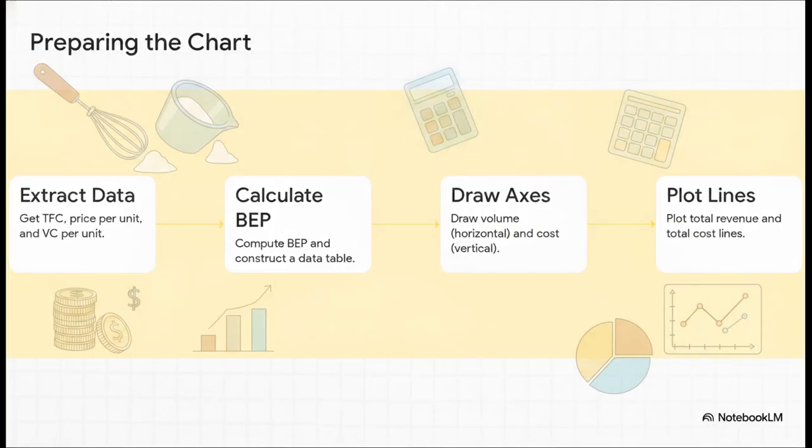Building this is literally just like following a baking recipe. First, you pull out your ingredients, your total fixed costs, your selling price, and your variable costs. Next, you do a really quick calculation to build out your data table. Then you sketch your horizontal and vertical axes. And finally, you just plot your total revenue and total cost lines to find exactly where they cross.